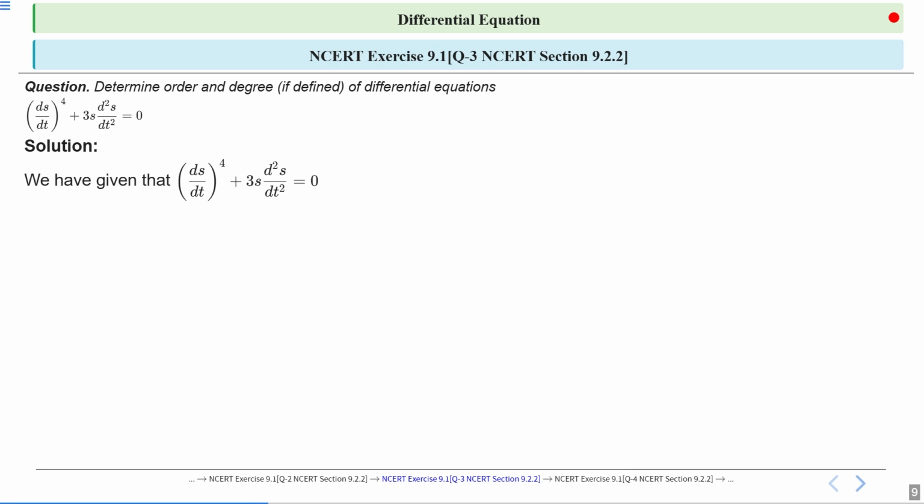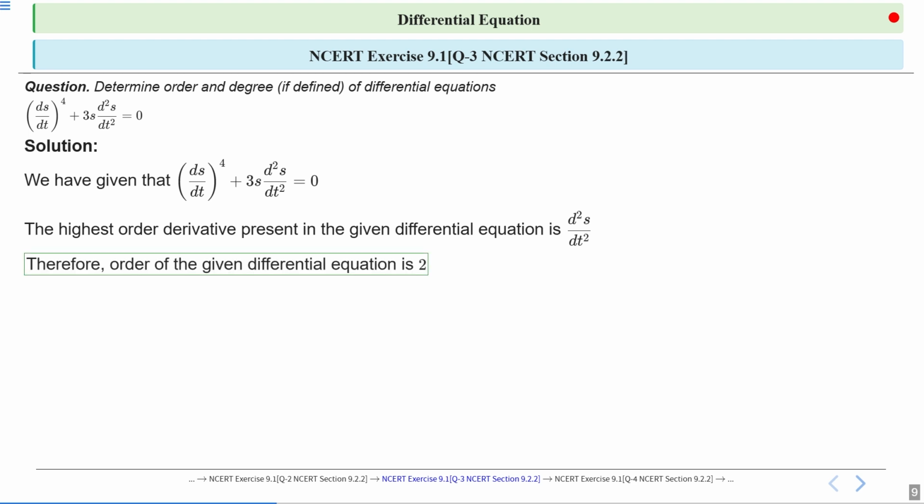So the given differential equation is (ds by dt) whole power 4 plus 3s d2s by dt square is equal to 0. The highest order derivative present in the given differential equation is d2s by dt square. There are two derivative terms: the first is ds by dt, and the second is d2s by dt square. The highest one is d2s by dt square, and its order is 2, as we differentiate s with respect to t 2 times. So the order of the given differential equation is 2.